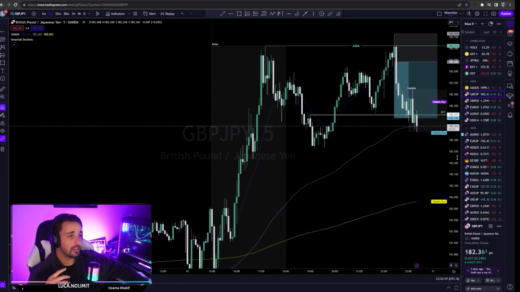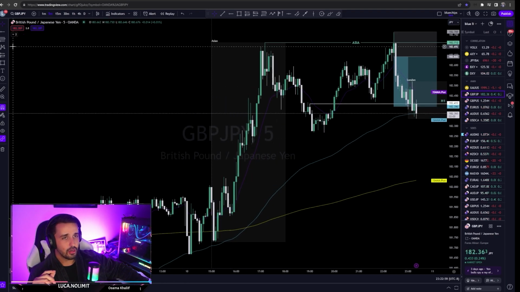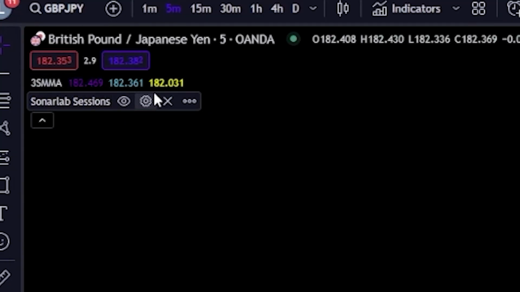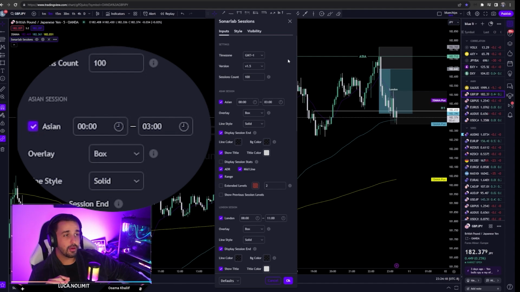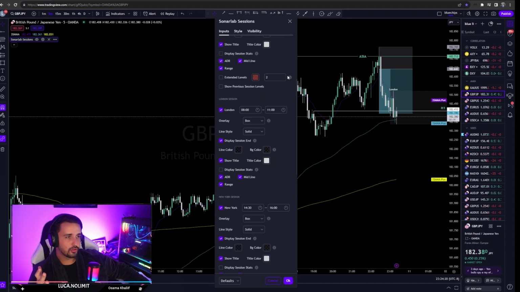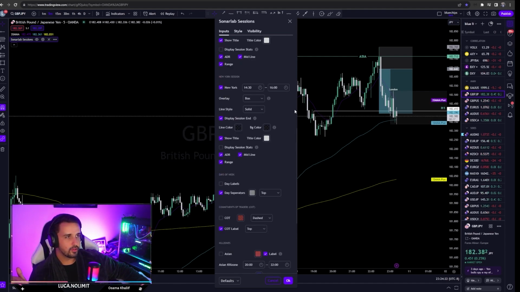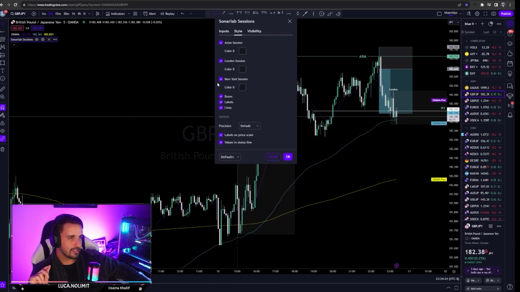So what we do is I use a session indicator called Sonar Lab Sessions, where if you just type in Sonar Lab Sessions on TradingView, it'll pop up. These are all my inputs on Sonar Lab Sessions, guys. I'm just going to scroll through. You guys can pause the video, screenshot it, whatever you need to do. But that is my settings, and this is the style that I use.